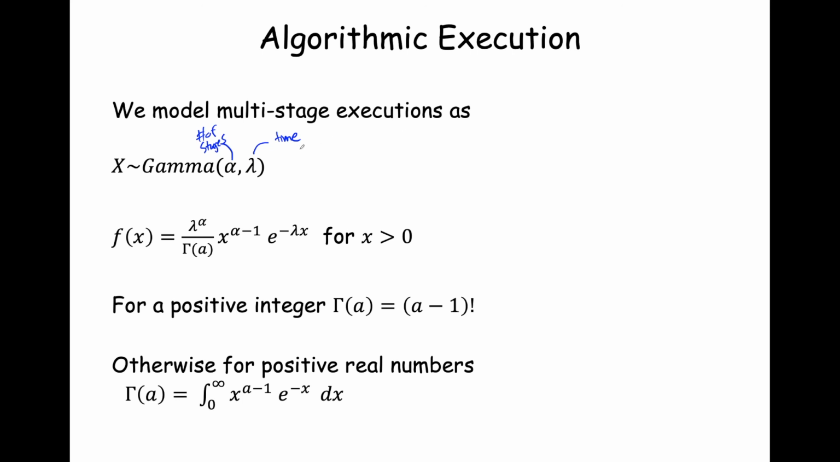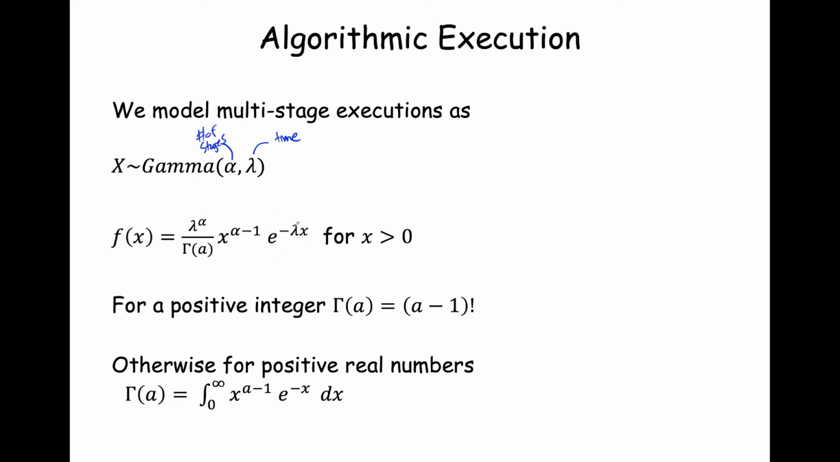And so the density function for the gamma distribution is as follows. We say f of x is equal to lambda to the alpha power, over gamma of alpha, where alpha is the number of stages, times x to the alpha minus 1, e to the minus lambda x. And so this e to the minus lambda x looks very much like the exponential distribution.